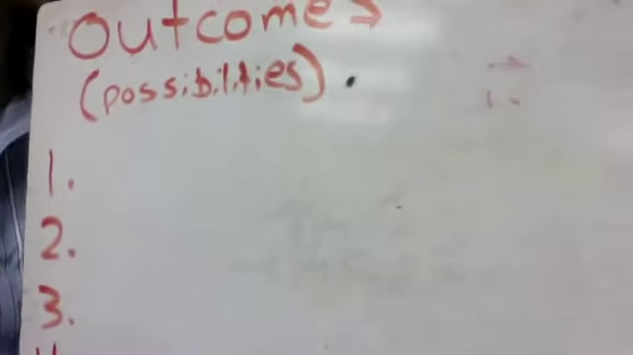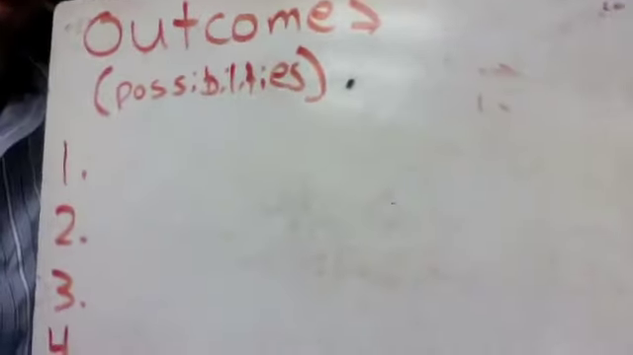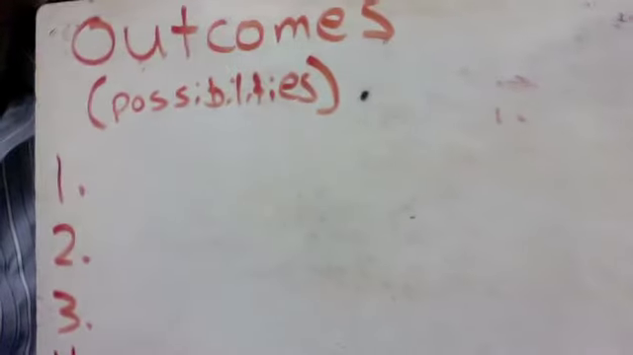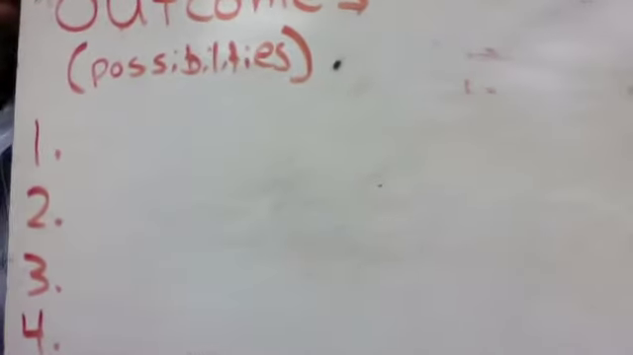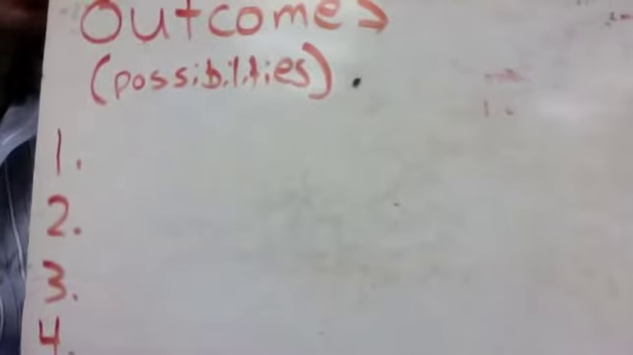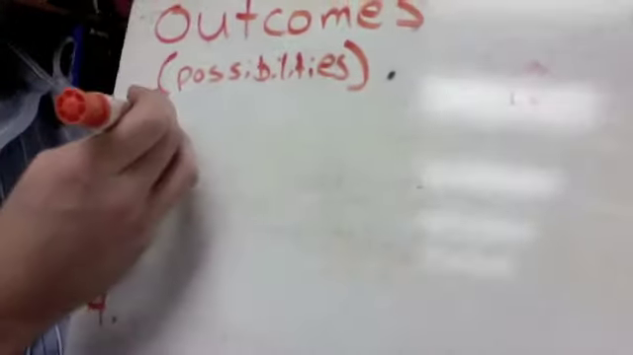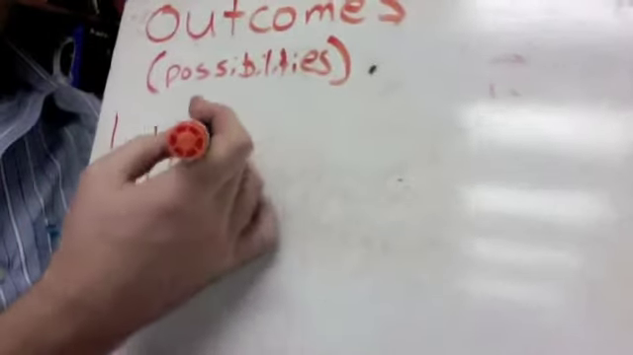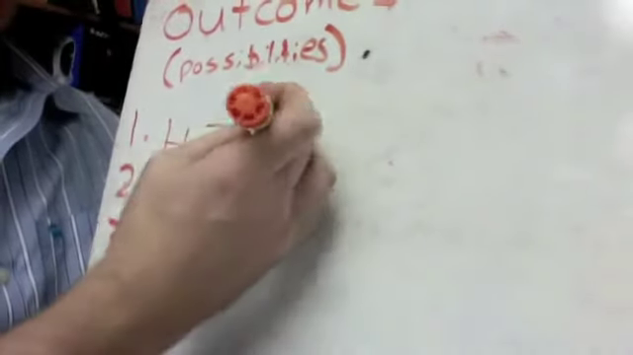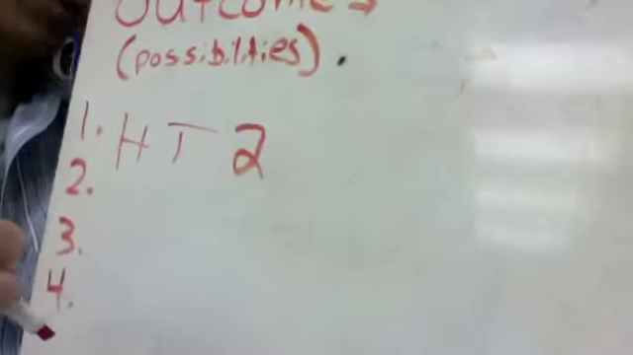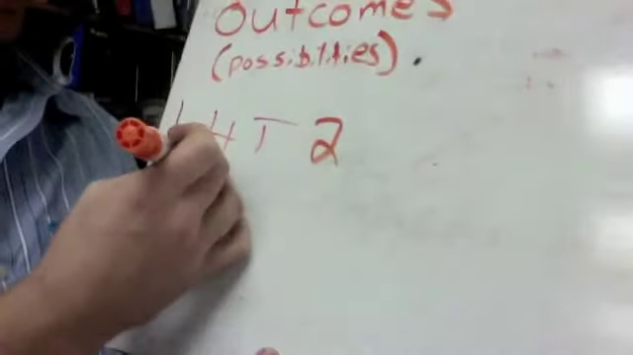We'll start with the first four because they're all asking the same thing. They're all asking for how many outcomes in each situation. The first one is flipping a quarter. Okay, what could you get? You can get heads or tails. Heads or tails is going to be two outcomes. You got two choices.